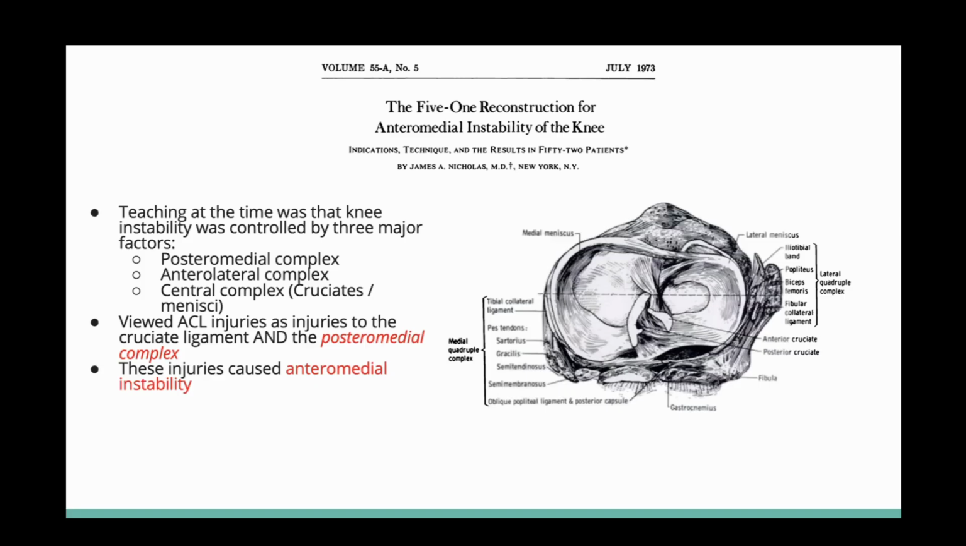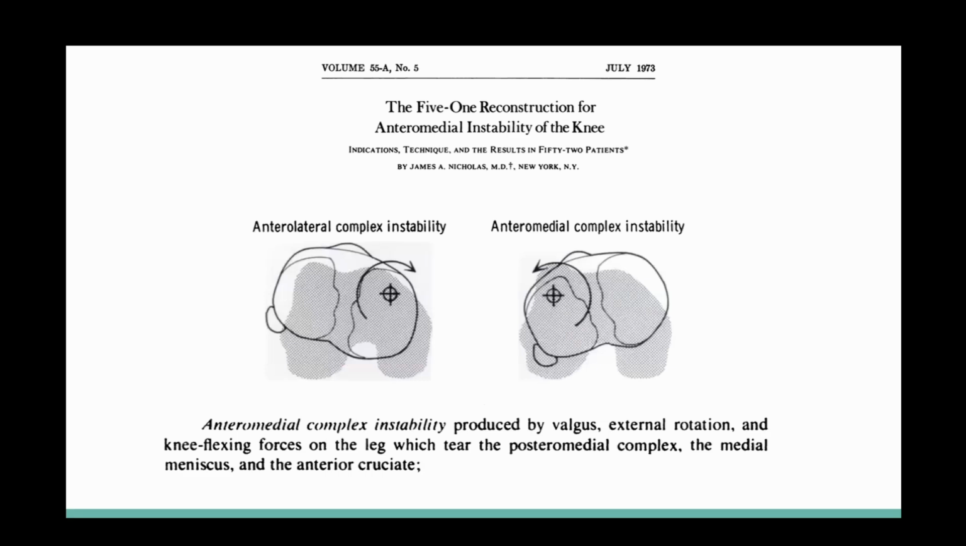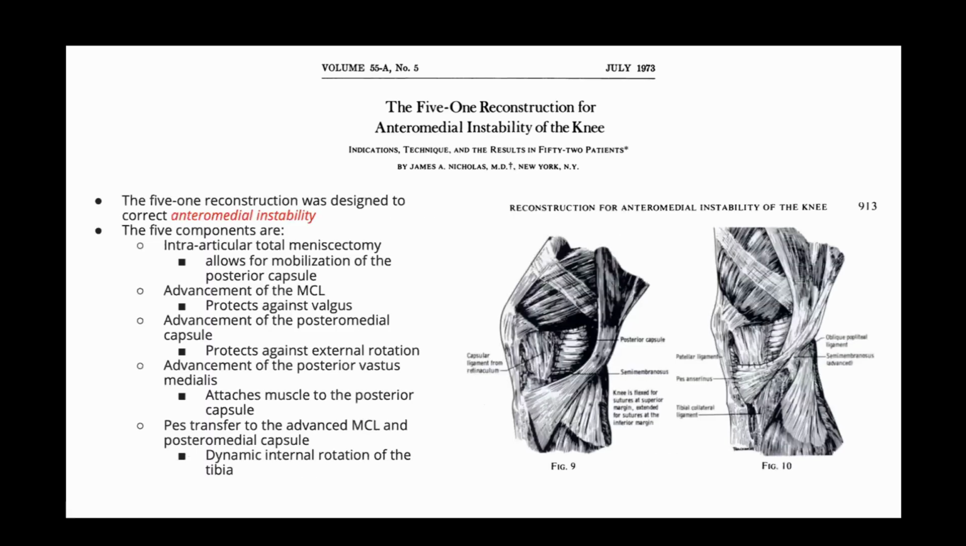imparts anteromedial rotational instability. And the posteromedial complex is the MCL, the pes tendons, the semimembranosus, and the oblique popliteal ligament and posterior capsule. Not really critical, but what he notes is that anteromedial complex instability is produced by valgus external rotation and flexing knee forces on the leg, which tears the posteromedial complex, the medial meniscus, and the anterior cruciate ligament. And he proposed this 5-1 reconstruction, which was all extra-articular to tighten up the posteromedial knee with a big open approach, big surgery.